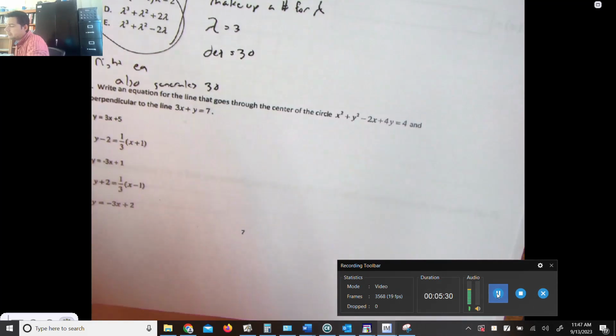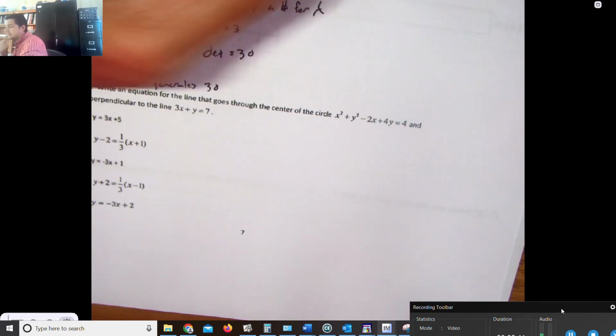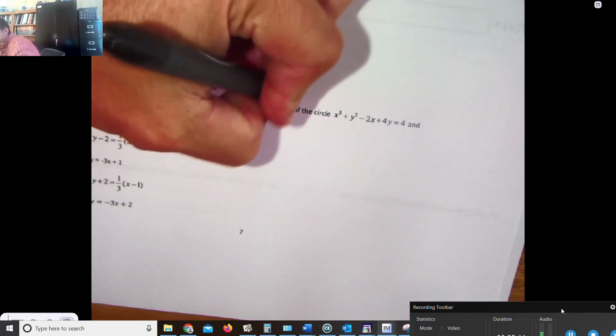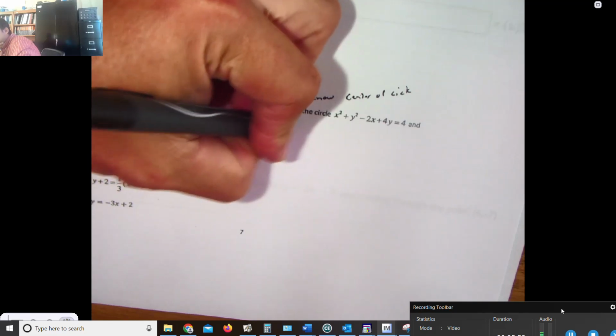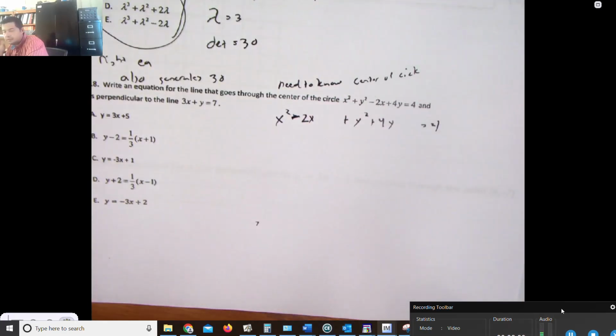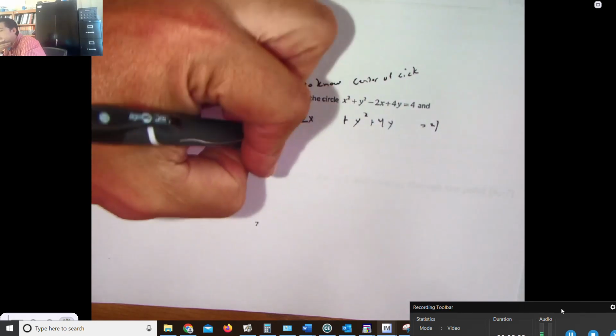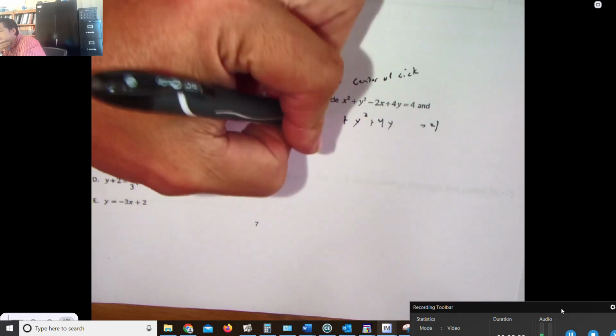All right, write an equation for the line that goes to the center of the circle, x squared plus y squared minus 2x plus 4y equals 4, and is perpendicular to the line 3x plus y equals 7. So what I need to know is the center of the circle. So I'm going to rearrange some stuff here. And I'm going to use that 6,000-year-old technique called complete the square. And I'm not going to show you any of the steps in it. Well, I guess I got to show some of it.